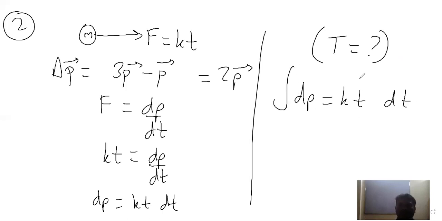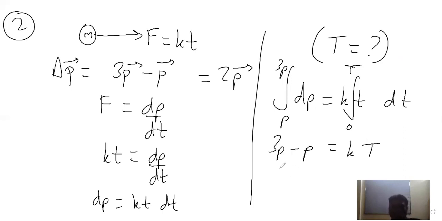So integration of this is integration of this. So initial momentum p to 3p, times 0 to capital T. So k into capital T is equal to 3p minus p. So 2p is equal to kT. So T comes out to be 2p upon k. So the correct answer to this question is time comes out to be 2p upon k.